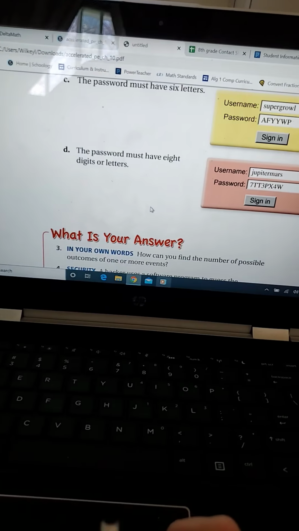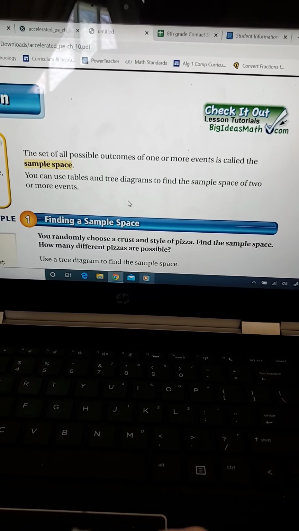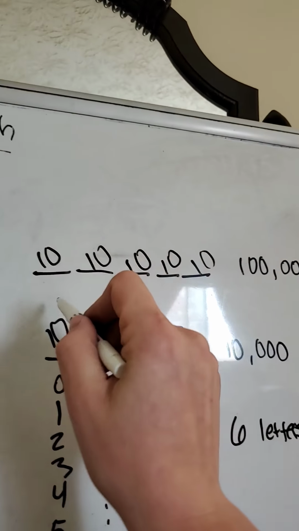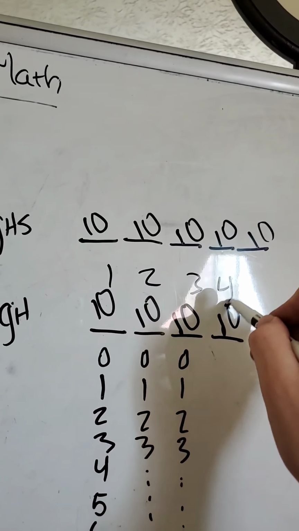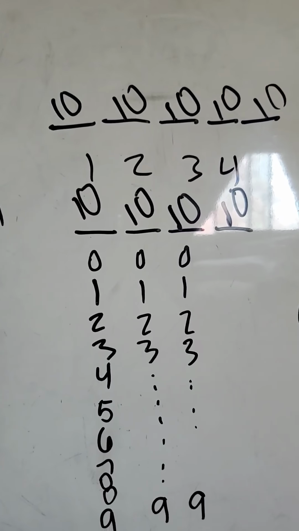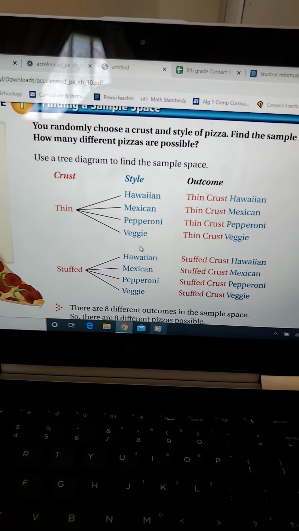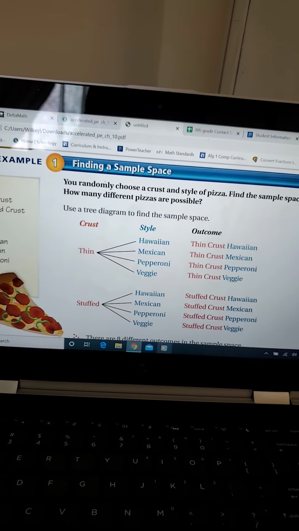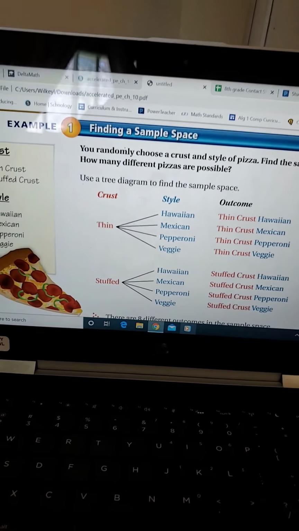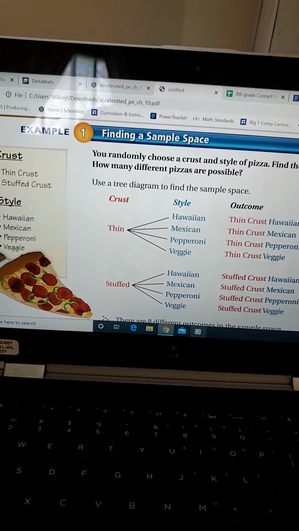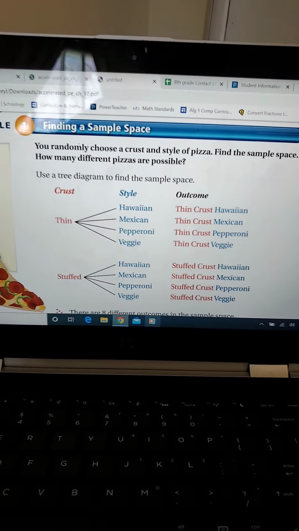Okay. All right, and then let's go in to see what it says. The set of all possible outcomes of one or more events is called the sample space. So like the password 1, 2, 3, 4 is part of our sample space. It is a password we could have made. You can use tables and diagrams to find the sample space. Now, I think this is super important, finding a sample space. This is something that would probably be asked on the AIR test if you were supposed to take it this year.